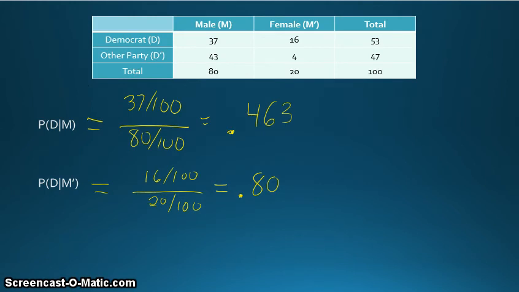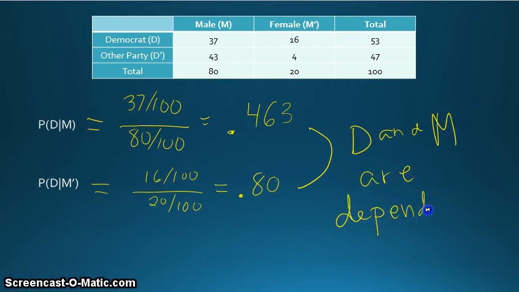So recall our example from our last video where the probability of being a Democrat given that a senator was male was 0.463. The probability of being a Democrat given that a senator was not male was 0.80. So here, knowing whether or not the senator is male changes the probability that they're a Democrat. So these are a situation where the events are not independent of each other. Information about whether or not the senator is male changes the probability that they're a Democrat. These are not independent, and we call not independent events dependent events. So these two events, D and M, are dependent. When things are not independent, we call them dependent.